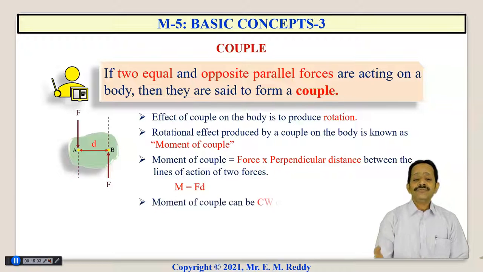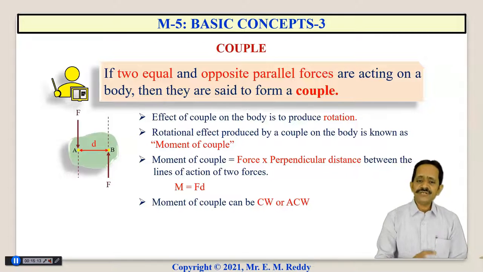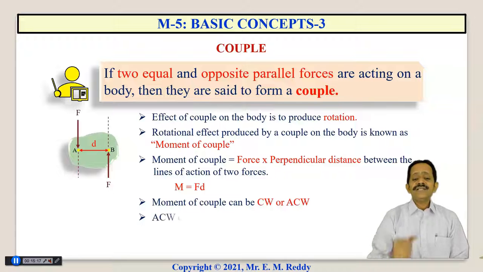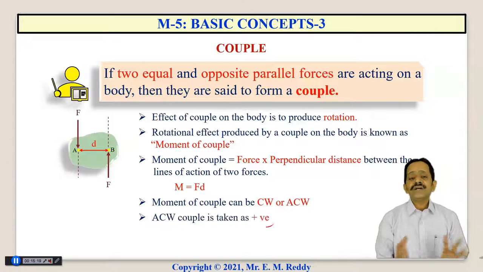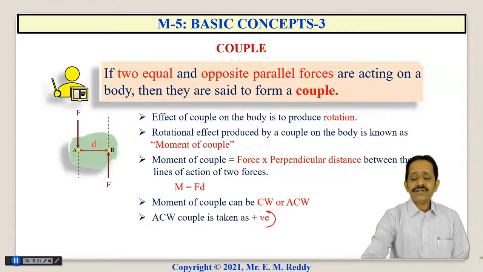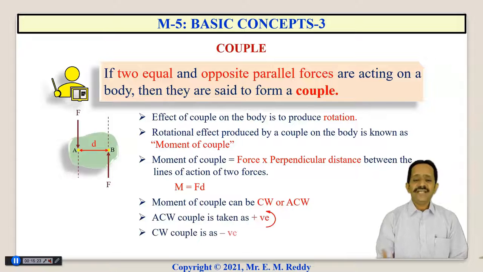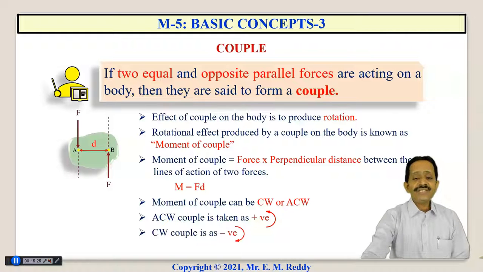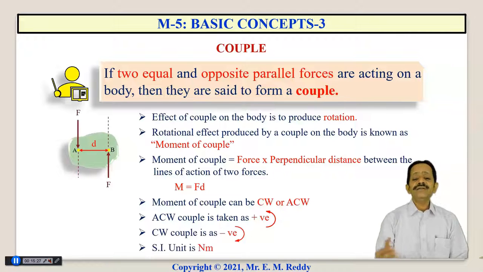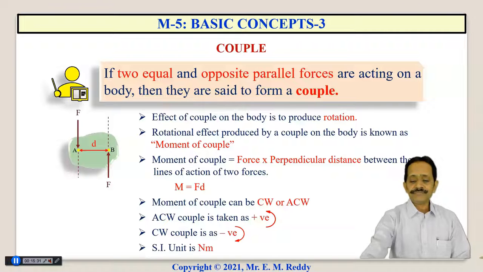Like moment of force, moment of couple can also be of clockwise or anti-clockwise sense, depending on whether the couple is rotating the body in clockwise direction or anti-clockwise direction. So in our study, anti-clockwise couples are taken as positive and clockwise couples are taken as negative. The SI unit is, again, Newton meter, force into distance. Okay.